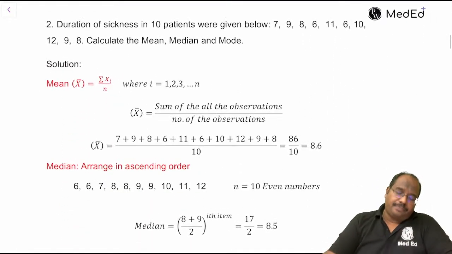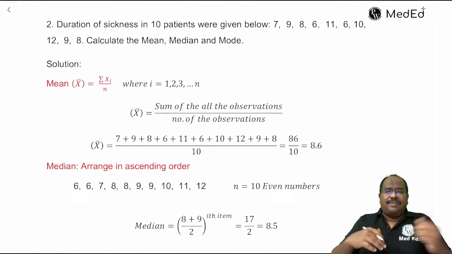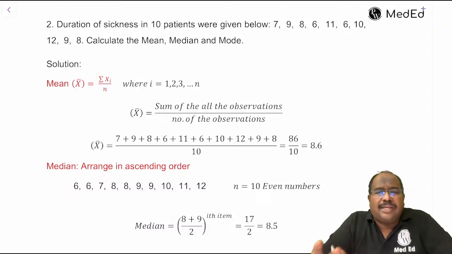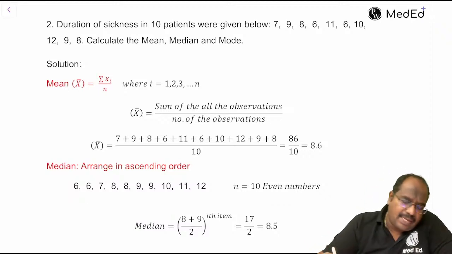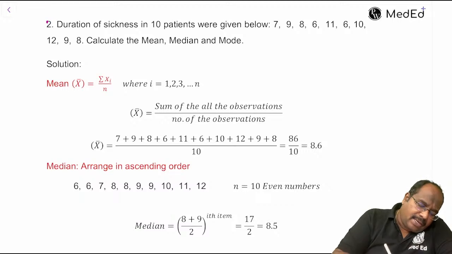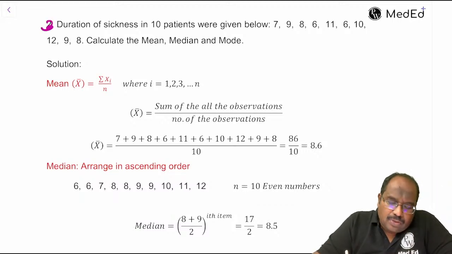Now, this is a very common, simple question they ask in the exam. They have given 10 values, and they ask you to calculate mean, median and mode.